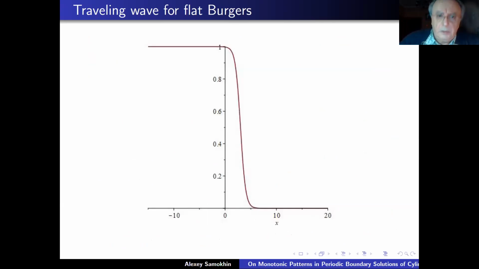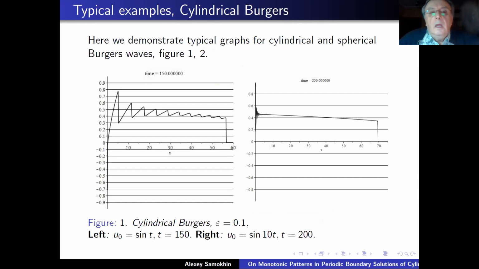It looks like a constant at the left part, is 0 at the right part, and the break, almost a break, it depends on how the coefficients are related, in the middle. Now I'll show you some results of numerical experiments with these cylindrical and spherical equations for the initial value boundary problem presented before.